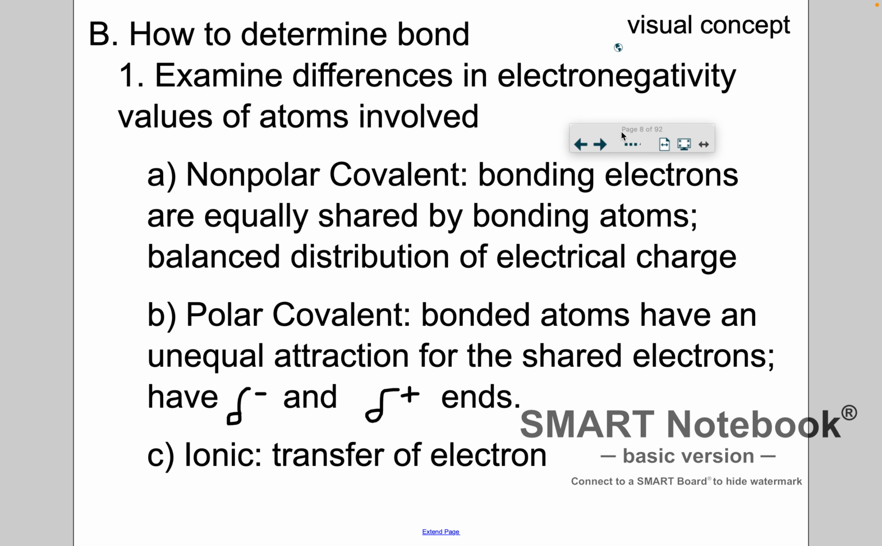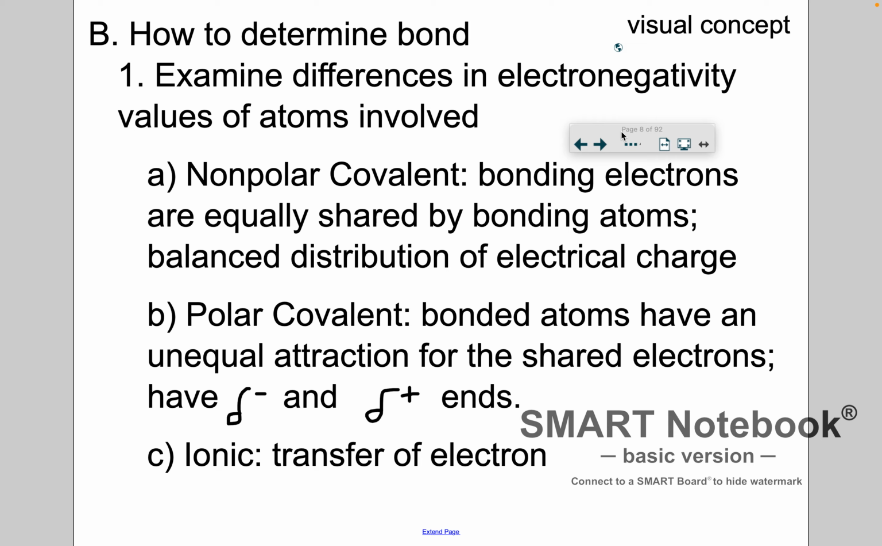So how do you determine the bond? You're going to look at something called electronegativity values. Now this was touched on briefly in chapter 5, looking at periodic trends. And the trend with electronegativity values is that as you move across a period, electronegativity values increase. And as you move down a group, they tend to decrease.